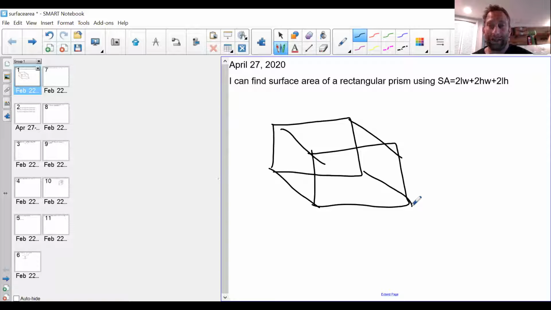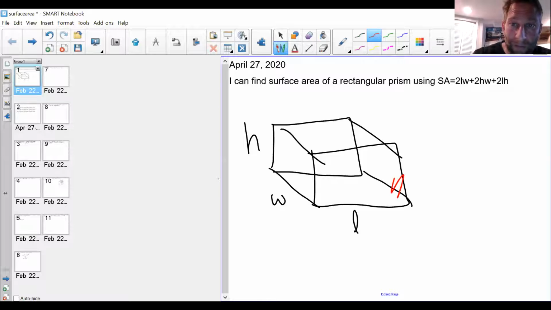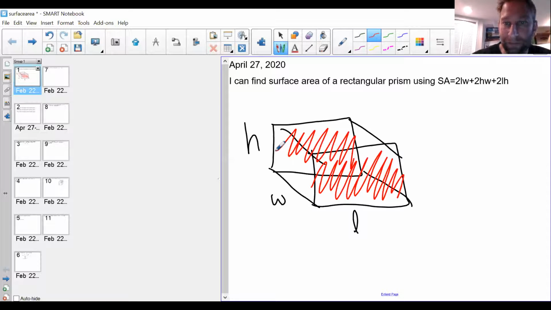So surface area is exactly what it sounds like. It's the area of all the surfaces of the shape. Let's call this the length, the width, and the height. Well, it's going to be the area of the front and the back faces. What's that going to be? The front face is length times width, and the back face is also length times width. So that's going to be 2 length times width for the reds, because there are 2 faces that are identical.